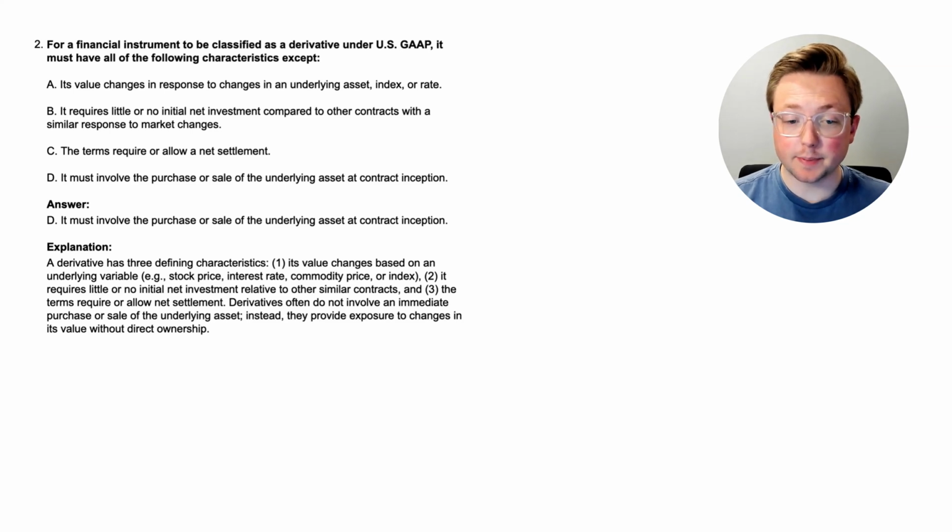1, its value changes based on an underlying variable, such as stock price, interest rate, commodity price, or index. And again, that was kind of like the basic definition that we went over in question 1, but that's just one of the characteristics. 2, it requires little or no initial net investment relative to other similar contracts. And 3, the terms require or allow net settlement. So again, those are the 3 characteristics of derivatives.